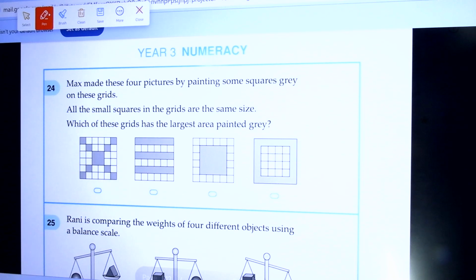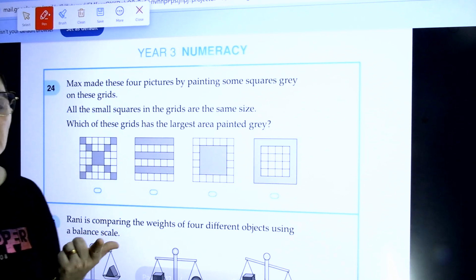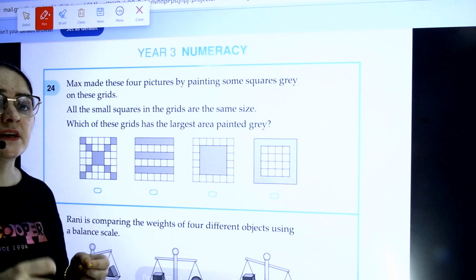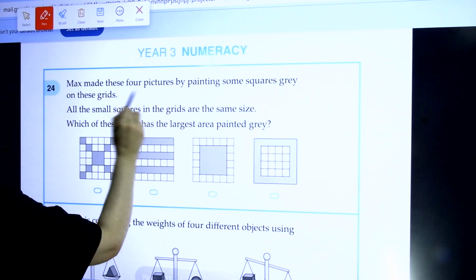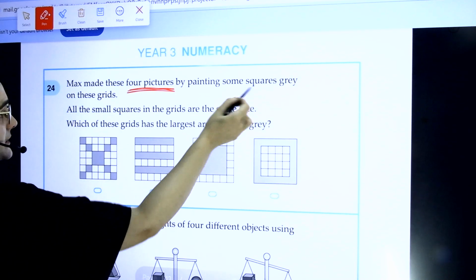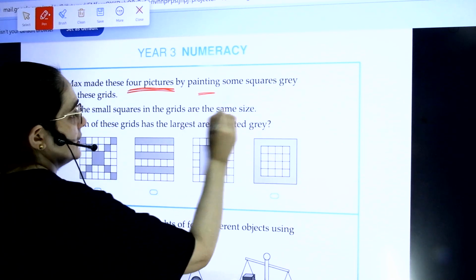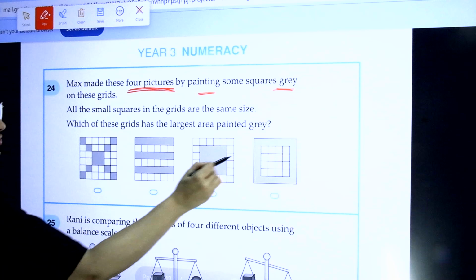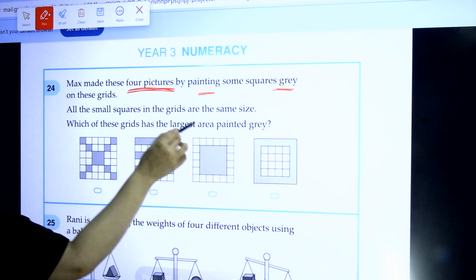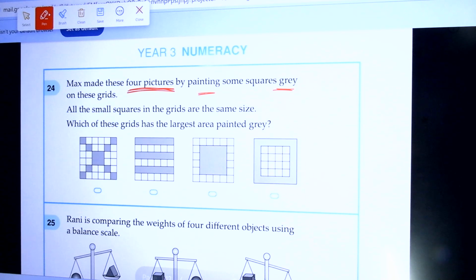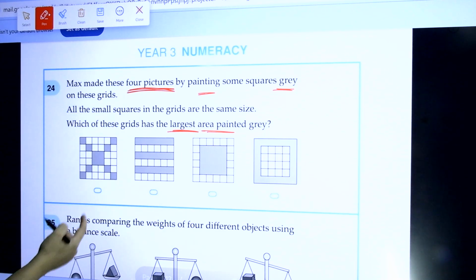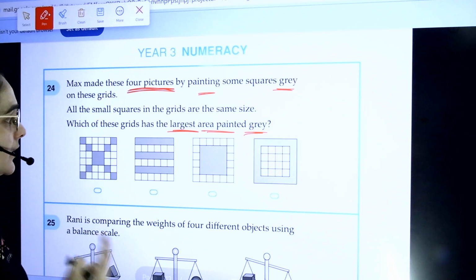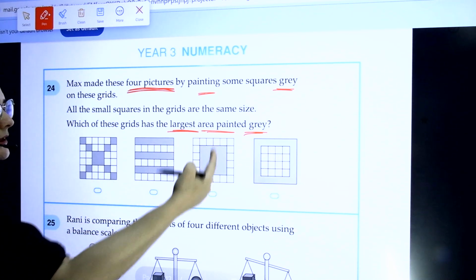Whenever you see a question of this type in which you see squares, it's mostly about area. Remember, counting squares is calculating the area of a flat shape. Max made 4 pictures by painting some squares gray. All the small squares in the grid are the same size. Which of these grids has the largest area painted gray? So the one with the maximum number of gray squares is the answer.